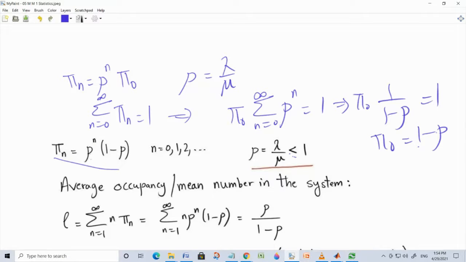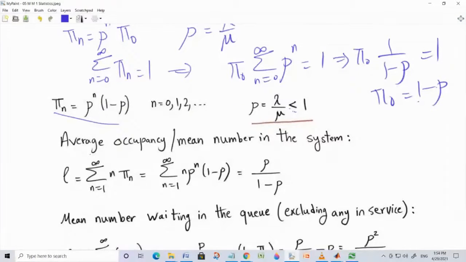You can know those, and then you can start asking questions like, what is the average number of customers in the system? Again, it's one of the interesting questions. What you can do is say, I have a distribution telling me the probability of having n customers in the system, and so you can just multiply by n and then sum, so that you get the average number in the system. You will get here the geometric series, but multiplied by n.